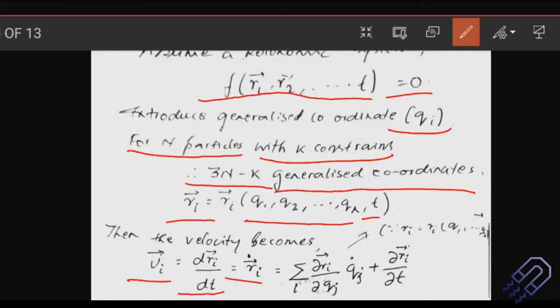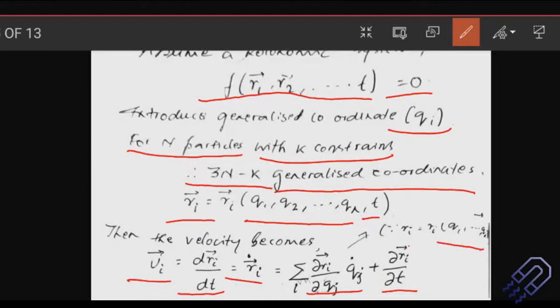Now in the last class also we have seen that this Ri dot is there, but then actually we can differentiate with the function. So we can simply write it down as del Ri del Qj dot plus del Ri del T. So you see this Ri dot actually is nothing but a function of Q1, Q2, Q3 and time.